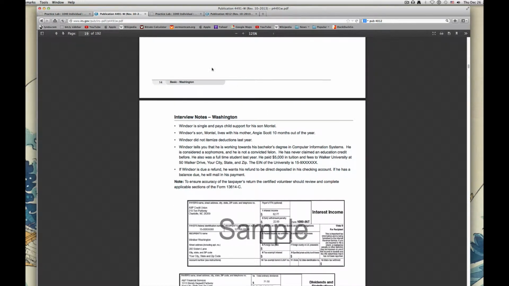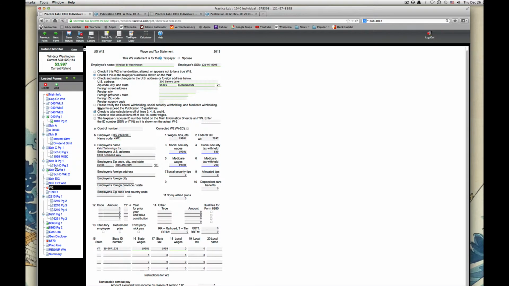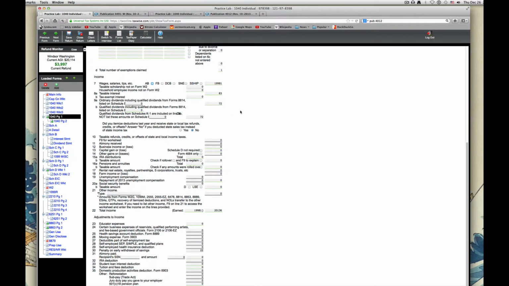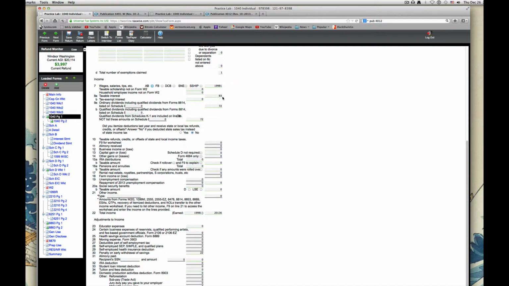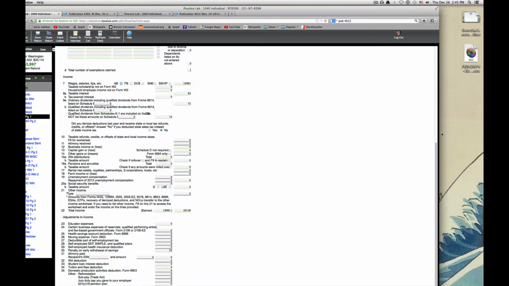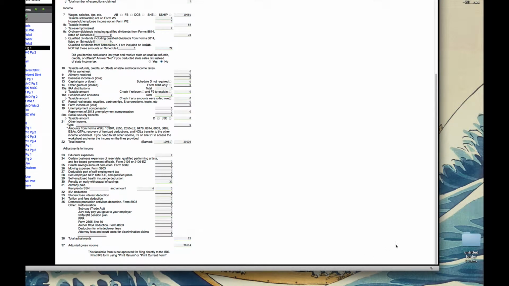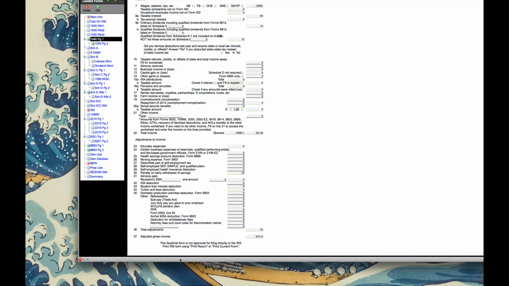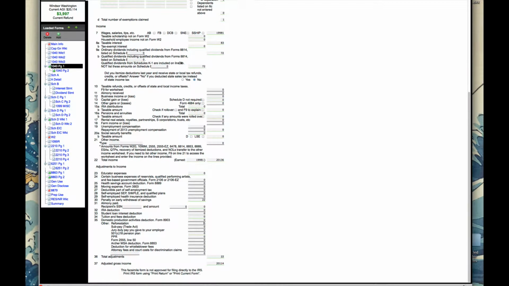Really straightforward. So we'll just review the 1040. And then we'll go into a little bit why Montel doesn't qualify as a dependent. So here's the wages. Here's the taxable interest. Here's the dividends. We'll scroll down to the penalty on the early withdrawal. That's the $22 that we entered for the interest income, so that's right there. And that's the only adjustment.